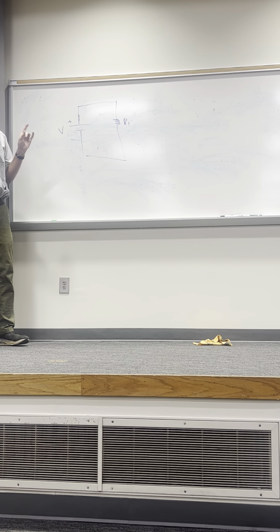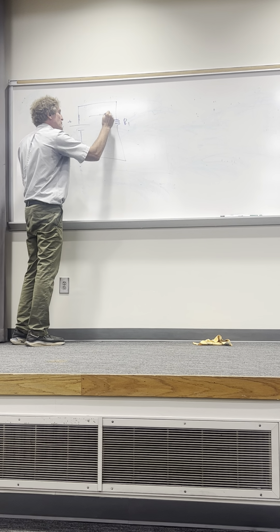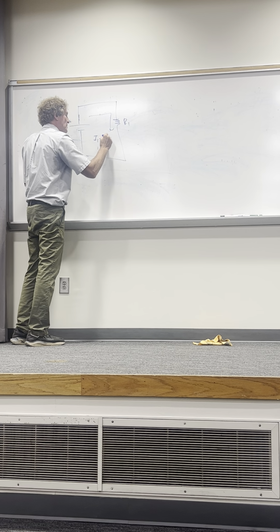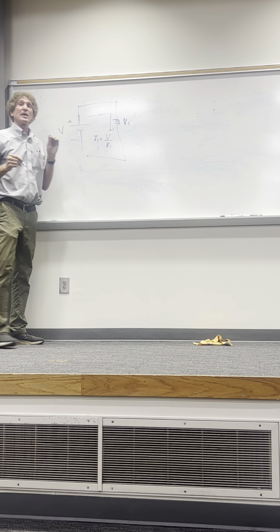I think by this time everybody can see that the current flowing through here, call it I1, would just be equal to V over R1. Does everybody agree with that?